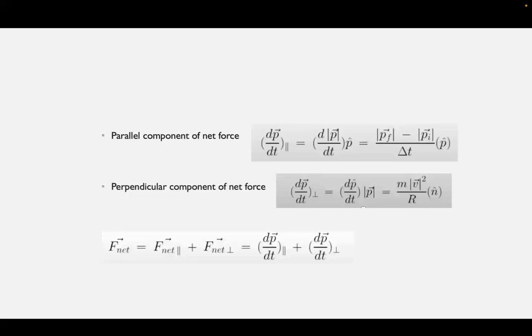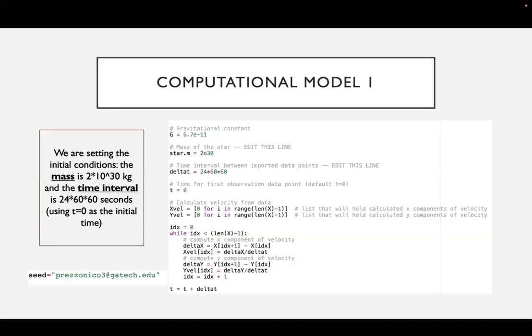When it comes to net force, we have the parallel component and the perpendicular component. F net is equal to the parallel component plus the perpendicular component. The parallel component of the force can be calculated by doing the change in momentum with the parallel component, and the perpendicular can be calculated by doing the change in momentum with the perpendicular component. The parallel versus perpendicular component.